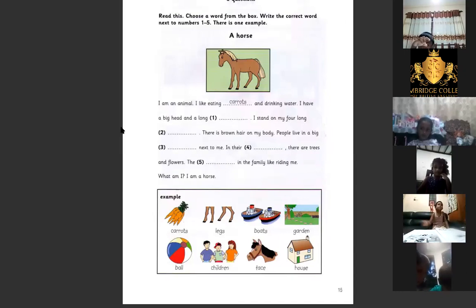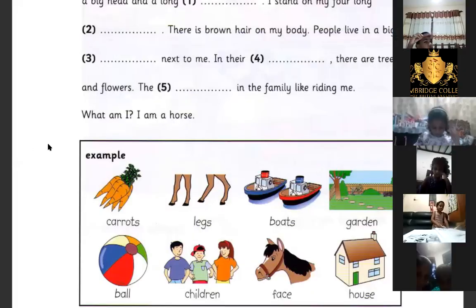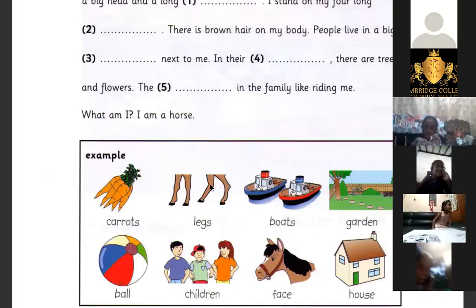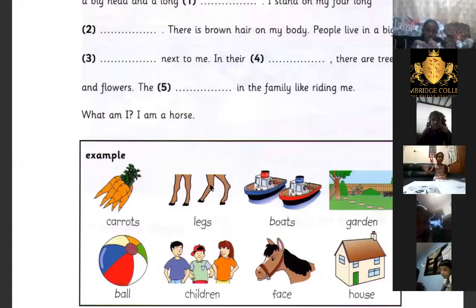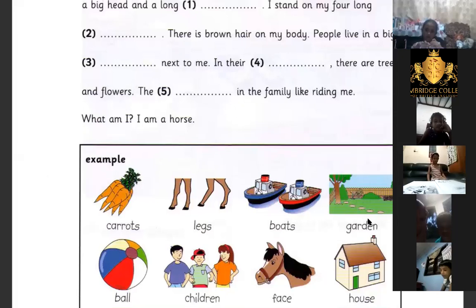It's which color? Orange color. Next word is legs. What do you mean by legs? Legs means go to. Next one. Garden. What is a garden? What is a garden? Garden means nidula.